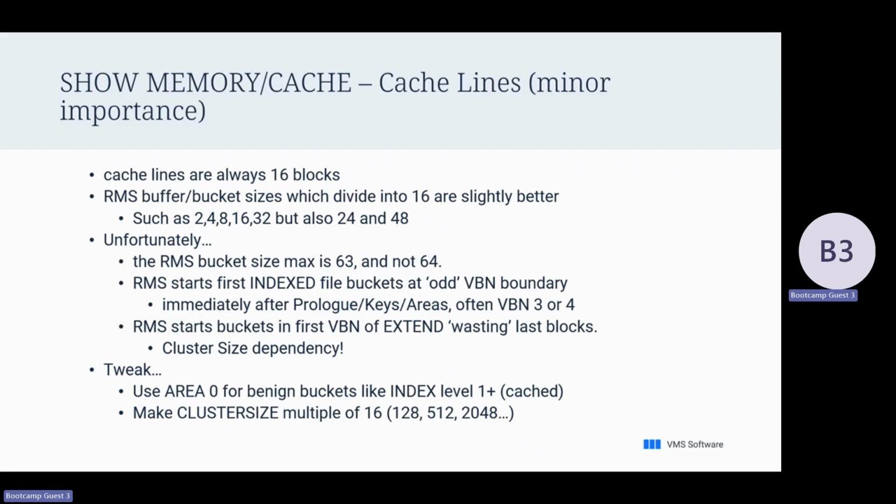But one thing from the first discussion was RMS starts the first bucket after the overhead blocks. So it's independent of that cluster size. So now you have all the intentions in the world to make your bucket size be 16, right? But you start at block 3. So it's never going to divide up anymore.